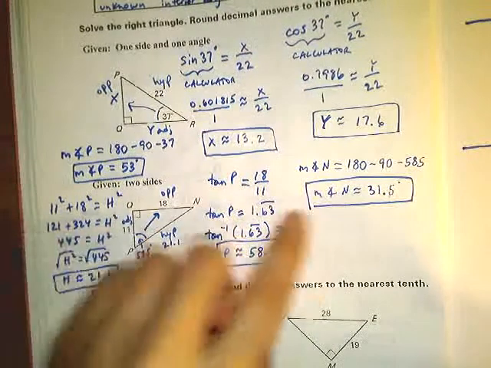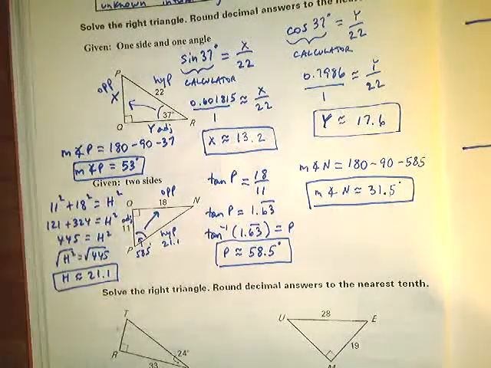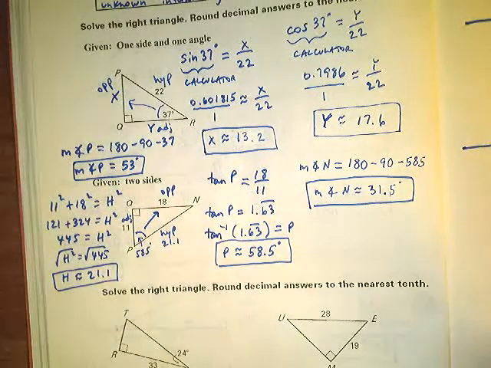So now we have all three interior angles on our triangle, and we have all three side lengths. So that means I have solved my triangle. All parts that were unknown before are now known.